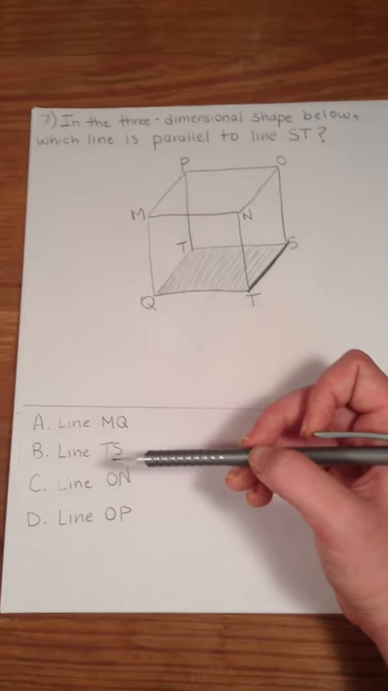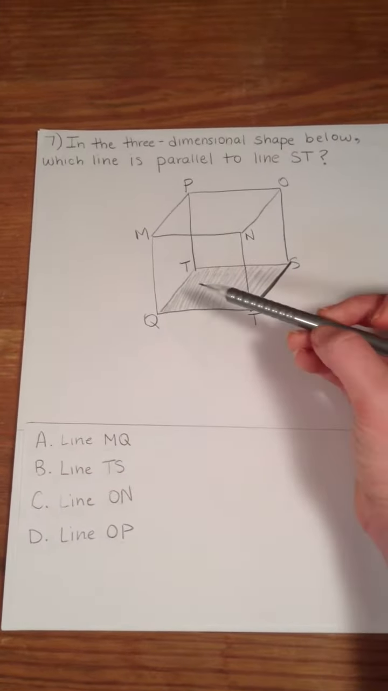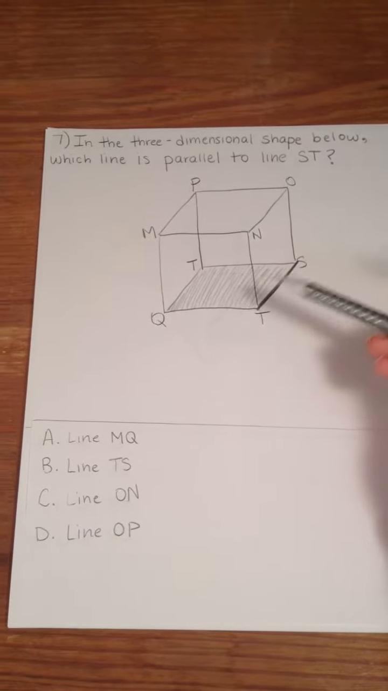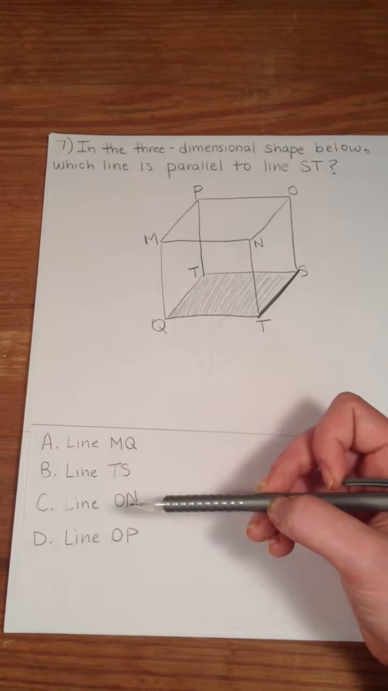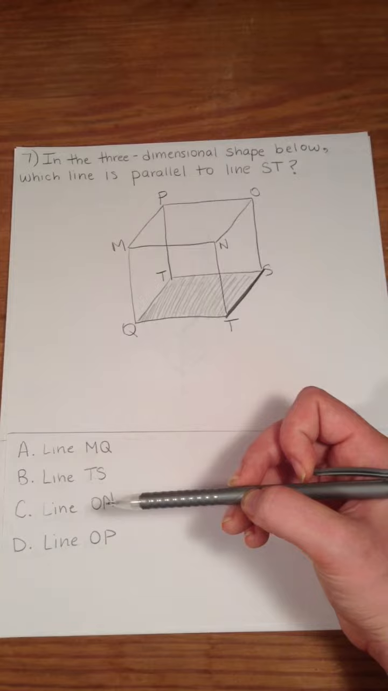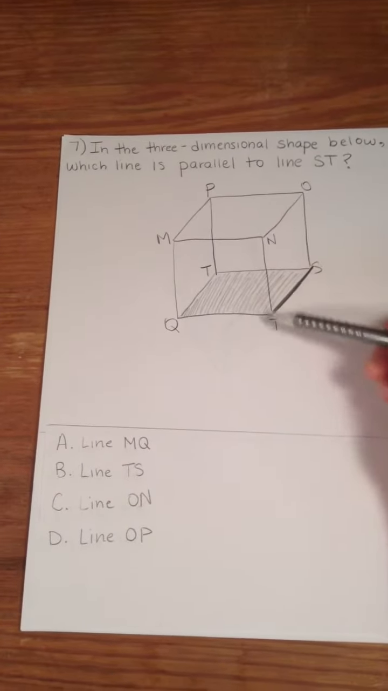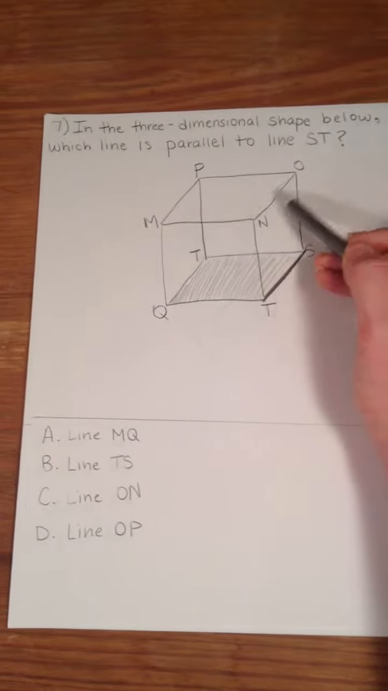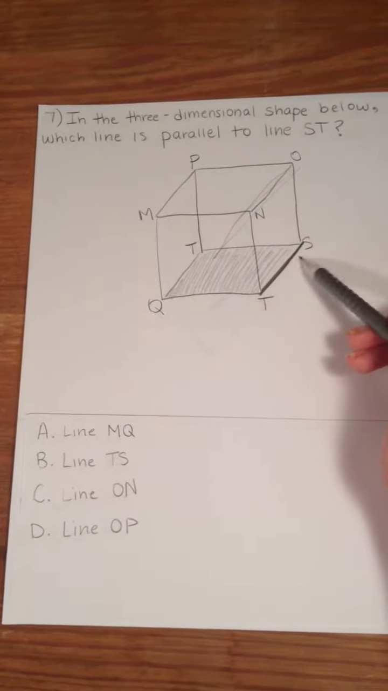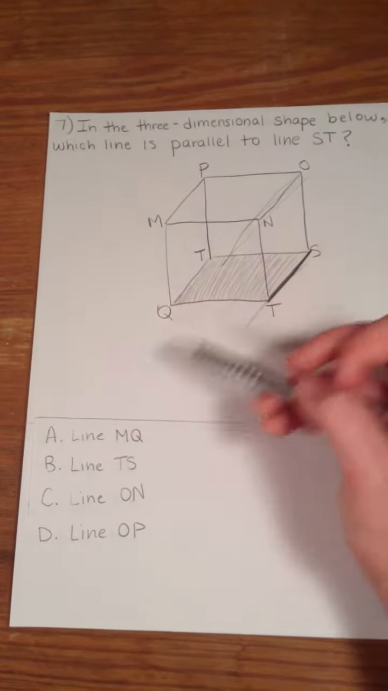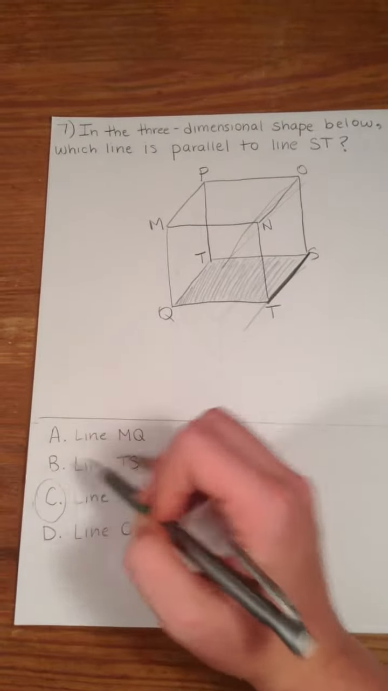Choice B is line TS. We'll see that TS is touching ST, so that can't be the answer. And then we'll see that C is line ON. We'll see that ON isn't touching ST, and it's going in the same direction. If we were to extend them this way forever, they would never touch. So that means that C is the answer to 7.